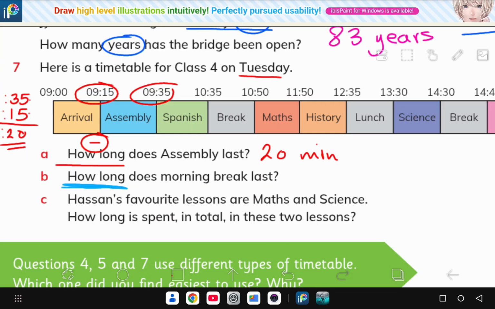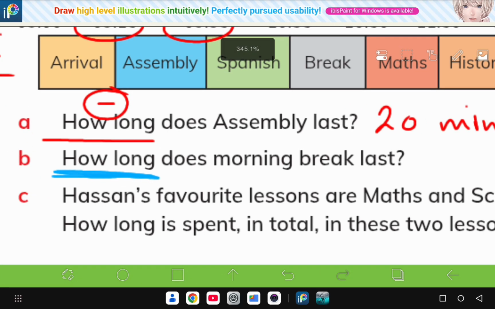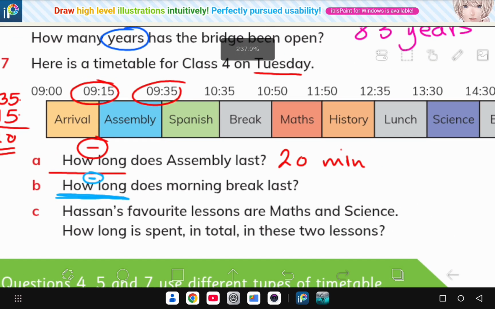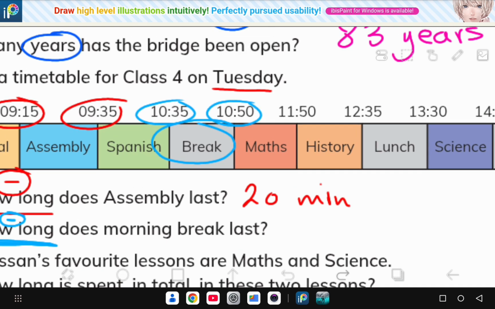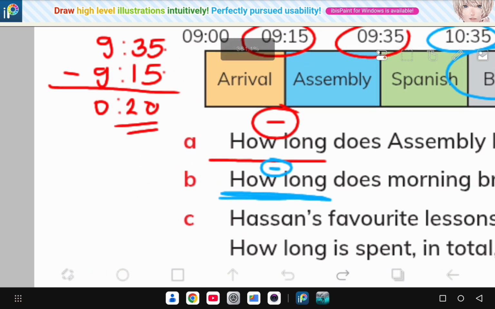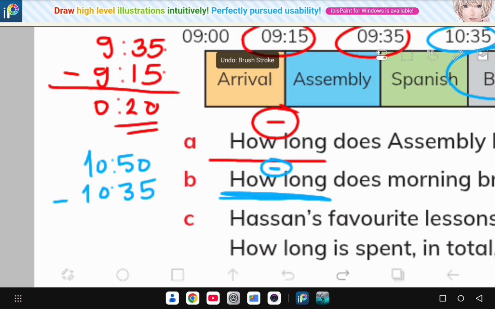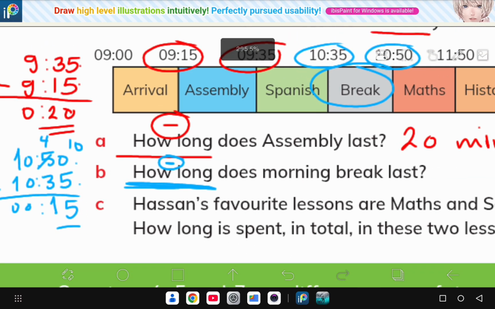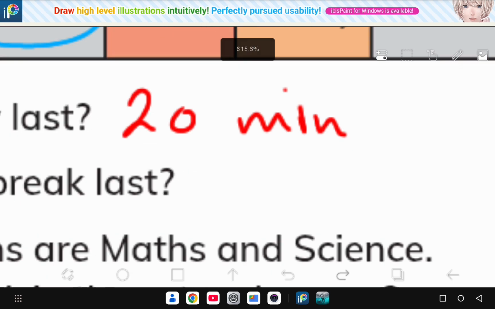How long does morning break last? How long means subtraction. Where's the morning break? Here is 10:35 to 10:50. Subtract them. 10:50 minus 10:35. 0 minus 5, I can't. I take from 5, it will be 4. 0 will be 10. 10 minus 5 is 5. 4 minus 3 is 1. 10 minus 10, basically 0. So how long does it last? 15 minutes.